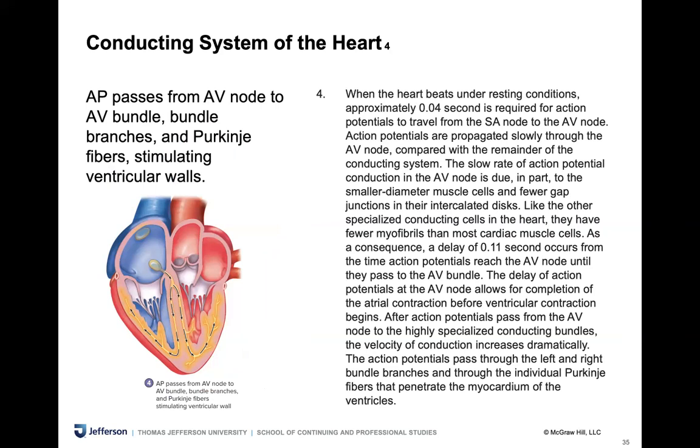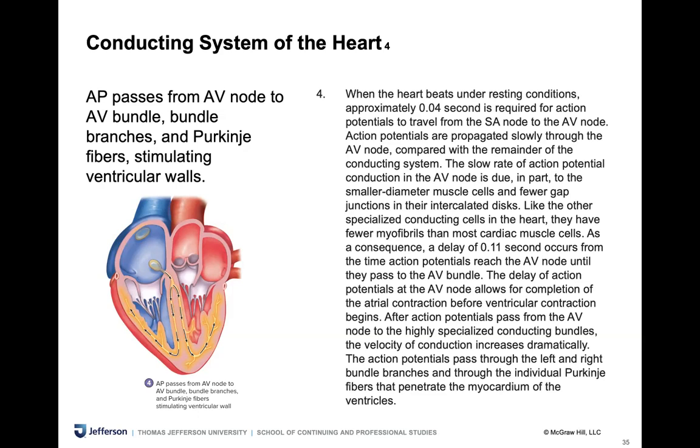When the heart beats under resting conditions, approximately 0.04 seconds is required for the action potential to travel from the SA node to the AV node. The action potentials are propagated slowly through the AV node compared with the remainder of the conducting system. The slow rate of conduction in the AV node is due in part to the smaller diameter muscle cells and fewer gap junctions in their intercalated discs.